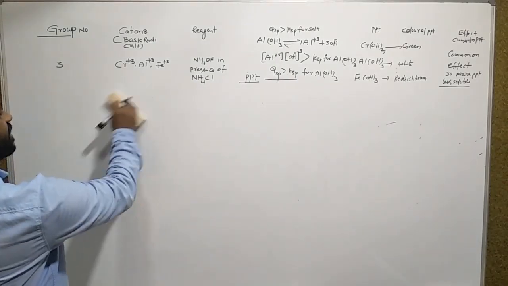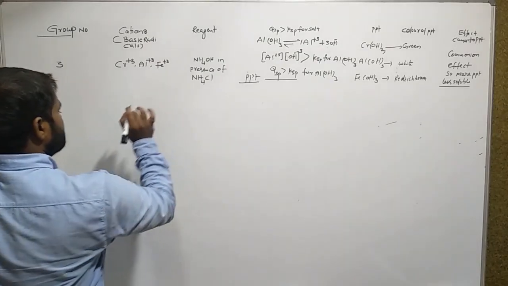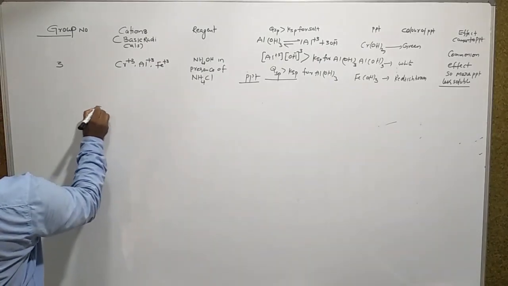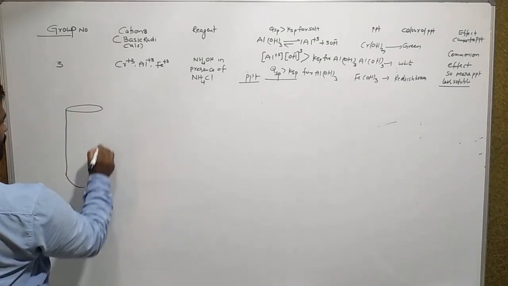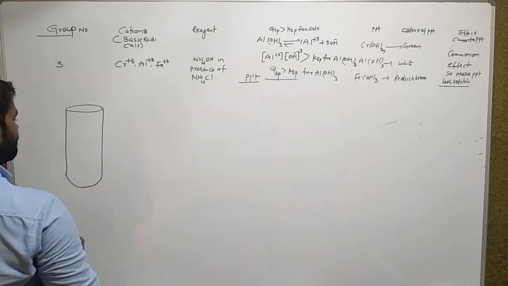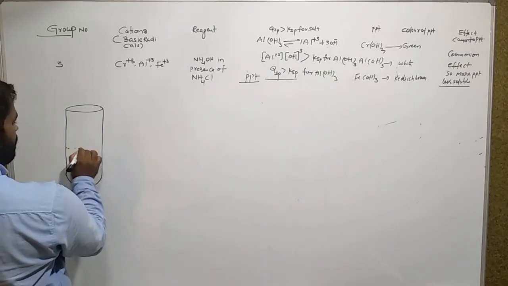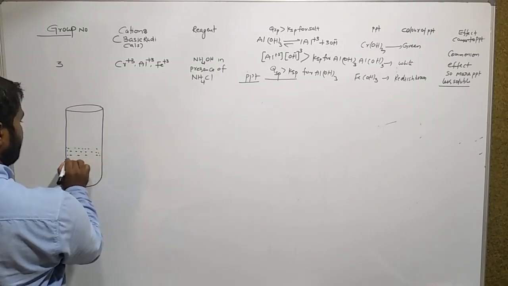Here one important thing is, in the second group, for second group analysis, this is the test tube. Listen carefully.